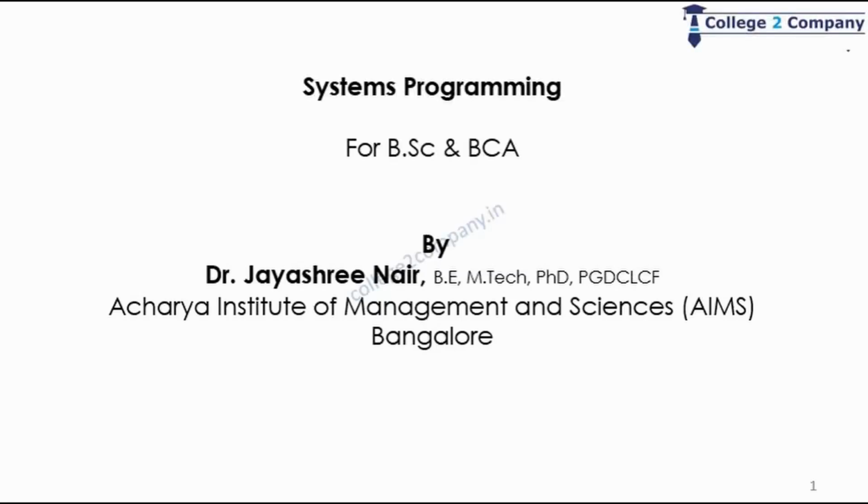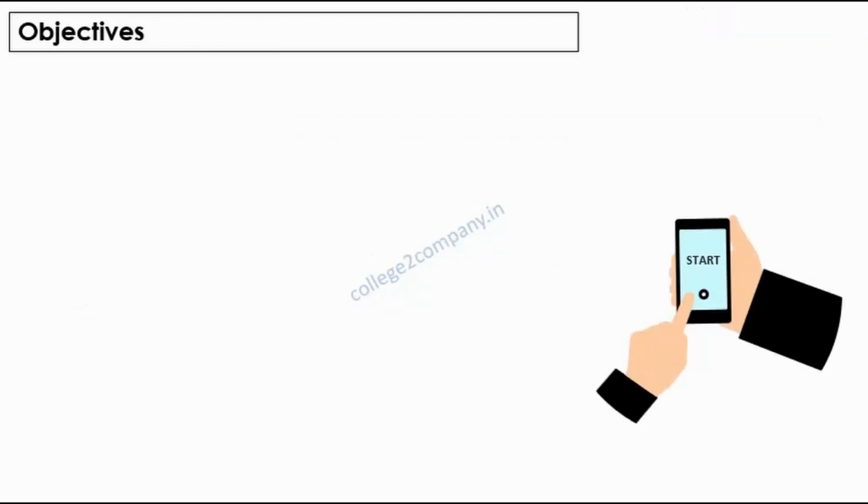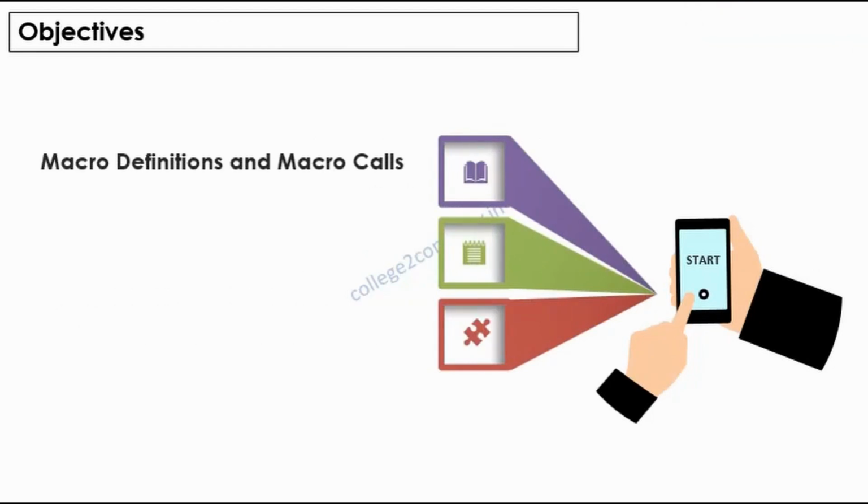Hello learners, welcome to Unit 3 of this course on Systems Programming. In this unit, we will discuss macros and macroprocessors. We will also look at the various features of a macroprocessor and the design of a macroprocessor for an IBM 360-370 machine.